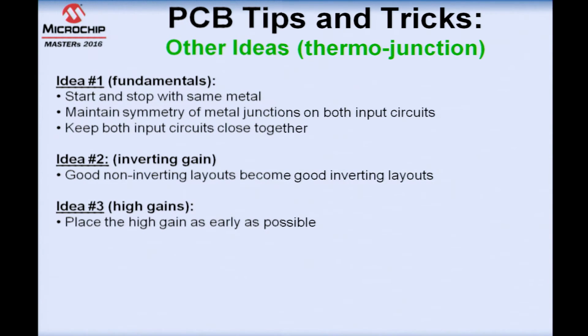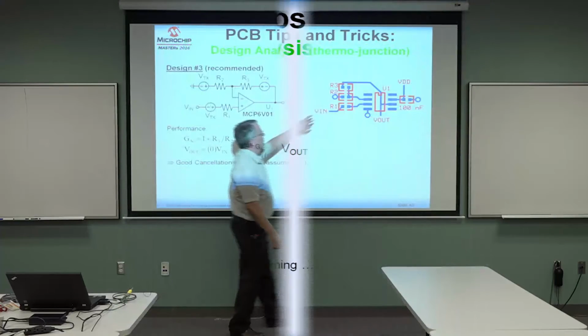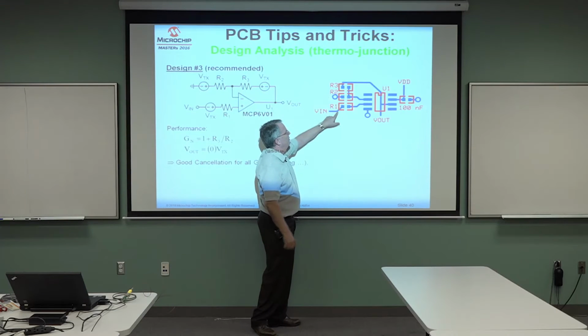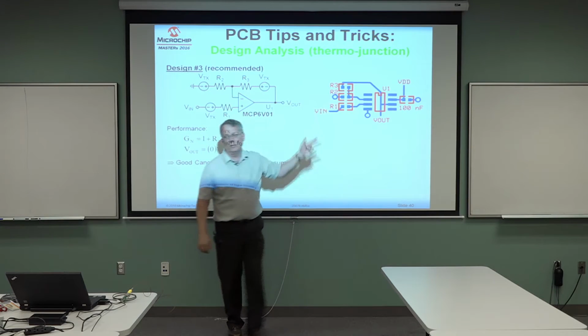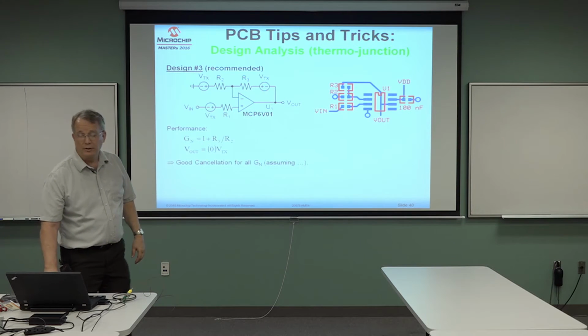Now, idea number 2 here talks about inverting gains having the same layout as non-inverting gains. So all that means is on this layout, I can connect my signal here and the ground here, or vice versa, and I get either non-inverting or inverting, and the resistors are laid out the same.